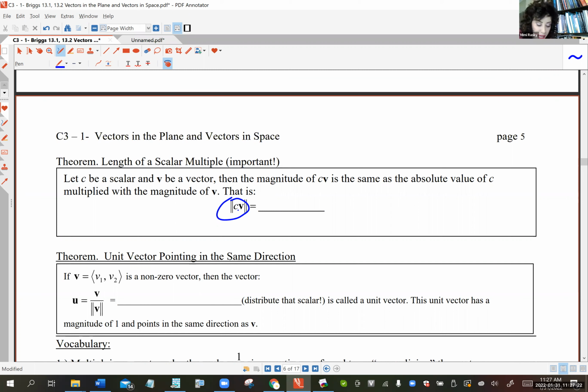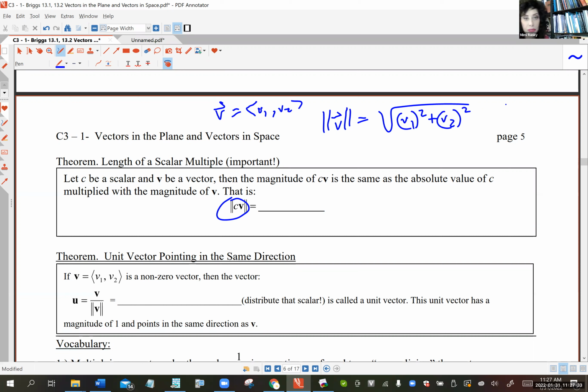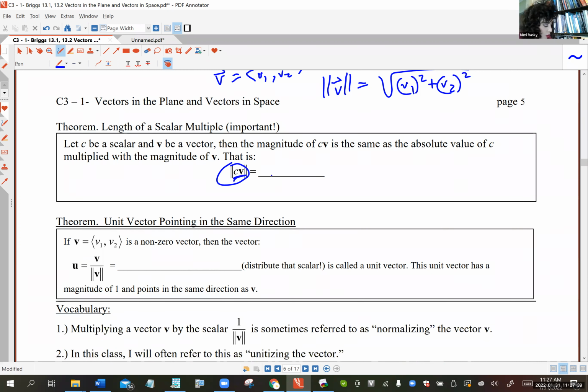You know, the magnitude of a vector, remember, if the vector is given to you with components, is simply the square root of the sum of the components squared. The sum of the squares of the components. What if you want to do this quick? Well, if you don't feel like doing it because the numbers are large, you could first just take the absolute value of the scalar and multiply it with V. This is true.